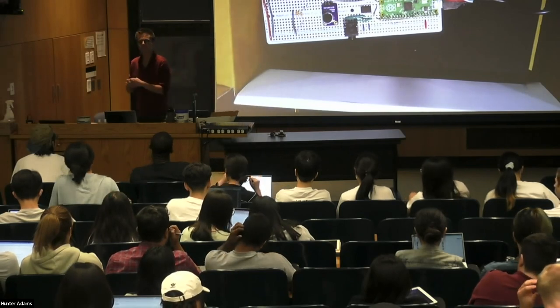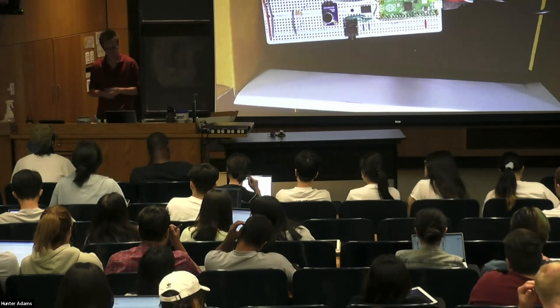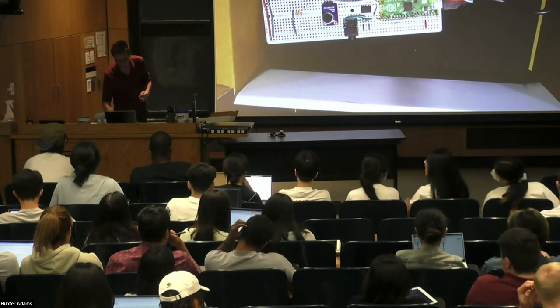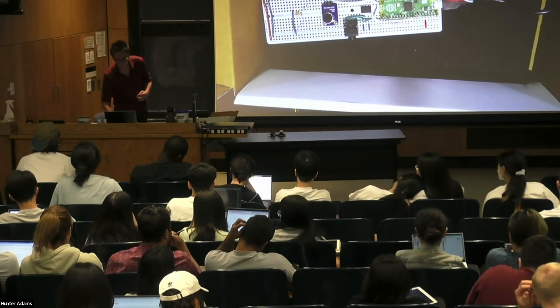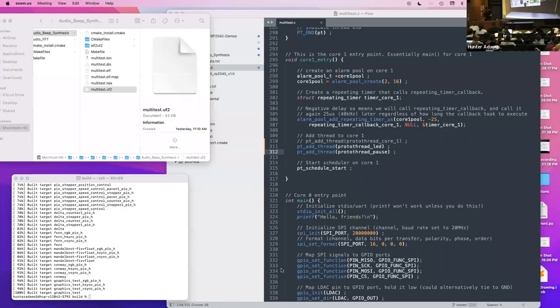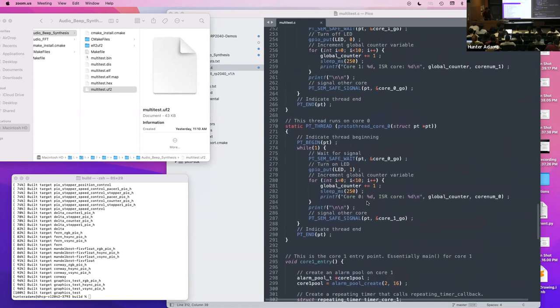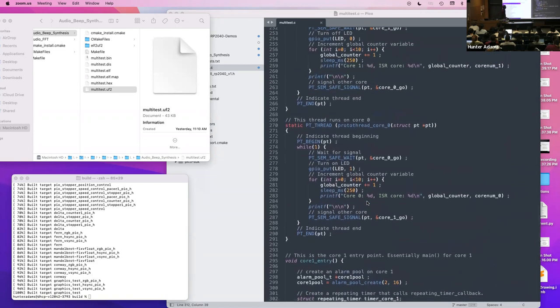When we define a protothread function, why is the function itself declared static? Yeah, that's right. So let me go back to the code. I'm going to answer a slightly different question than you asked, and then come back to that. What static means, let me find an instance of, okay, so this thread, for instance, is tagged as static.